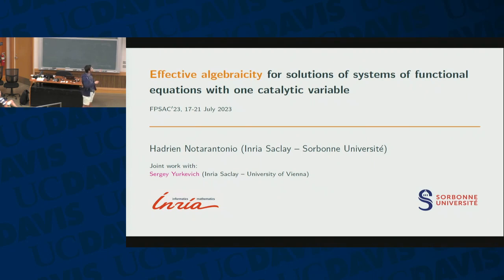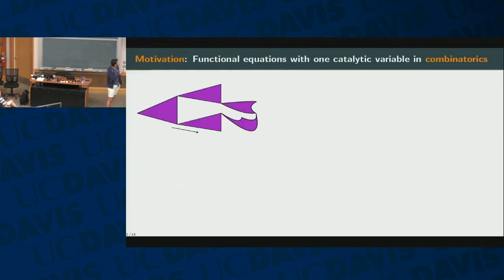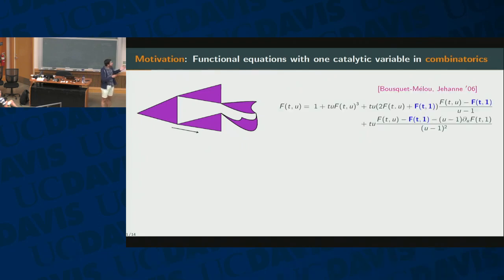But let me first introduce functional equations with one catalytic variable. To do this, I will use an example which has combinatorial origins. This is what we call a three-constellation, and it can be seen as bicolored planar maps with some additional constraints on the degree of the faces. In such a context, such functional equations usually appear. The objects are the following. There is a principal variable called t, and there is also a variable u, and then there are two series, f of t,u and f of t,1.